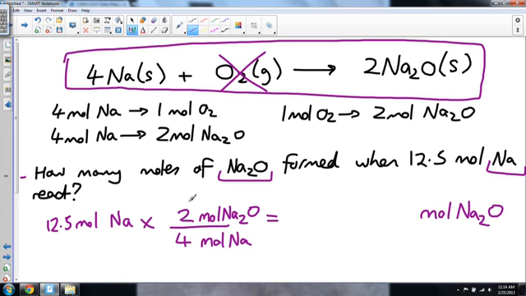2 divided by 4 is the same thing as 1 divided by 2, which means 12.5 times 2 divided by 4 is the same thing as dividing that by 2. So we get 6.25 moles of sodium oxide. Alright? And that's how we do that. All you need is the mole ratio from the balanced equation. So you've always got to make sure your equation's balanced, and then the number of moles that you started with.